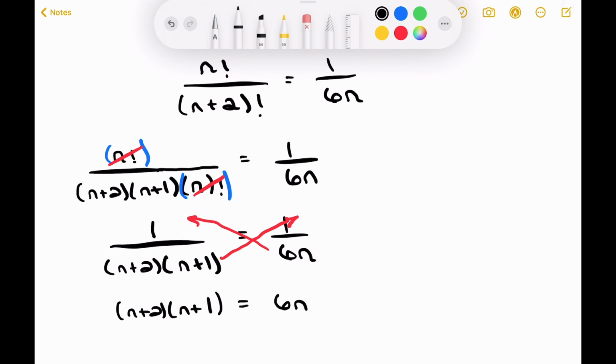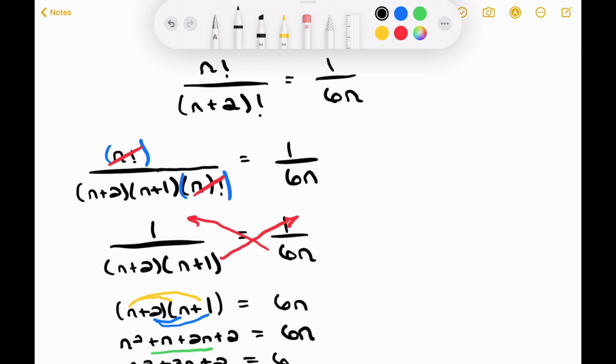And then remember, just like we did in the last problems, we have to apply the n to both, just like we're foiling. So we have n squared plus n. We're going to multiply 2 to the n and 2 to the 1. So that gives us plus 2n plus 2. And then this is equal to 6n still. Let's combine some of the terms we can do. So we have an n and a 2n. So that's going to be n squared plus 3n plus 2 is equal to 6n.